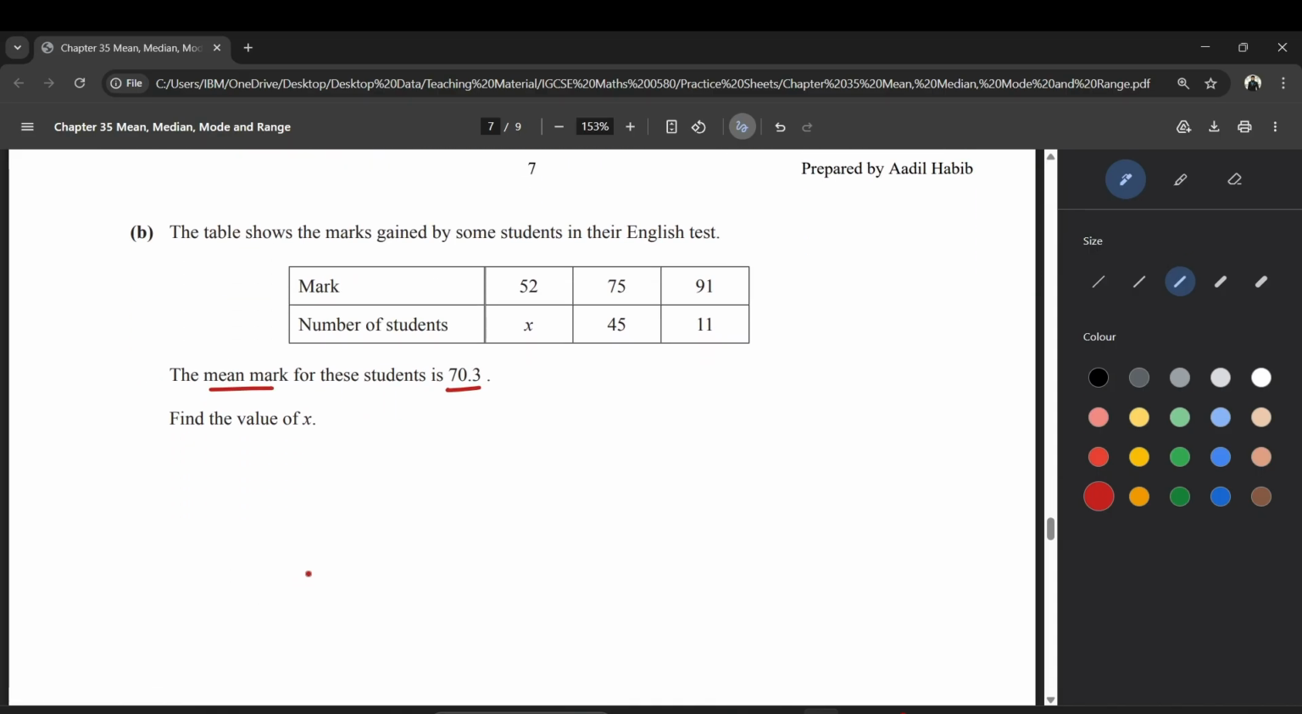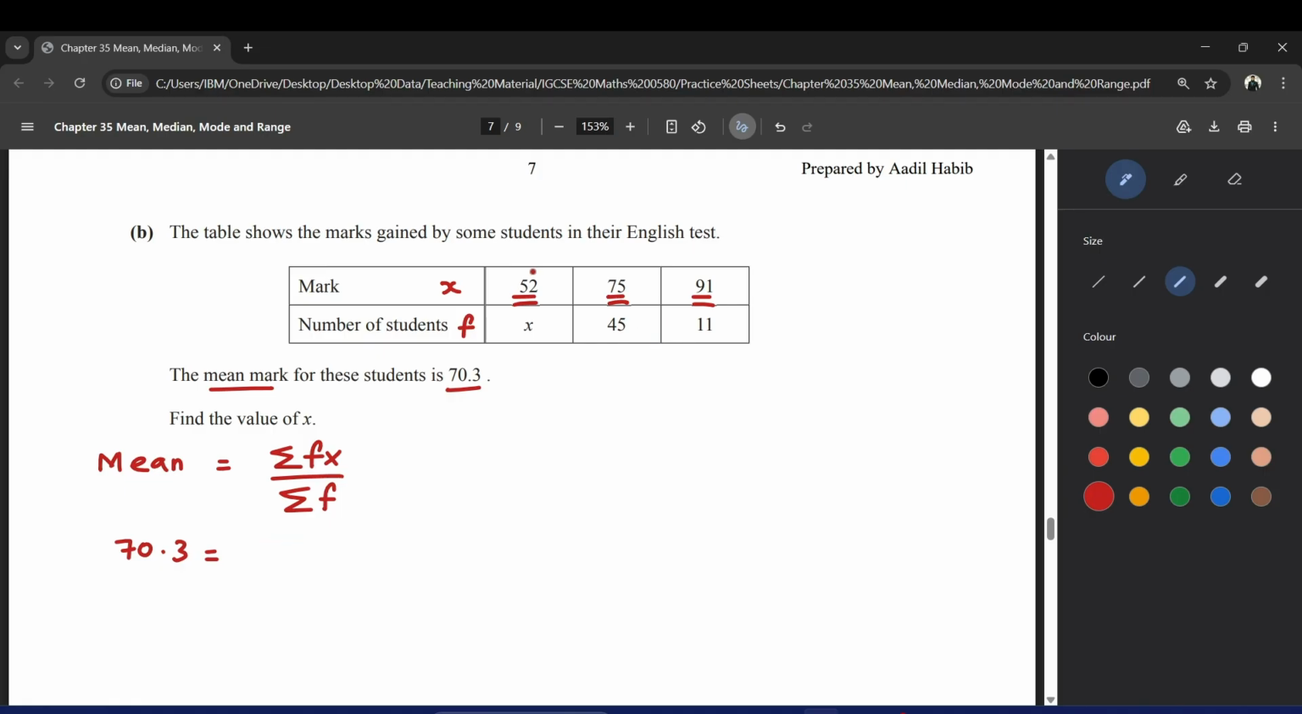This is just a different variation of asking the question, what is the mean, right? If the question was to calculate the mean, how would we have started? We would have started with the formula, right? So I'm going to do the same thing, except that right now we already know the mean. So I'm going to write 70.3 on this side. And on the right hand side, I'm going to continue my working as I normally would, right? So the mark is your x value, and the number of students is your frequency. How many students got this mark? So that is the frequency, right?